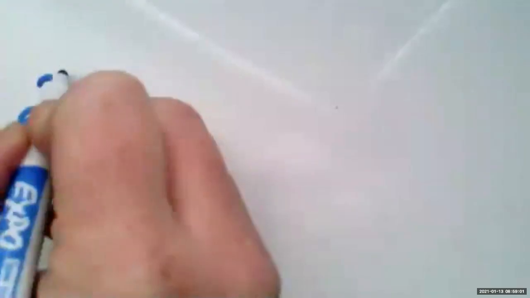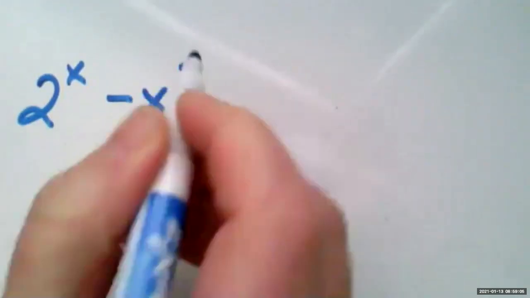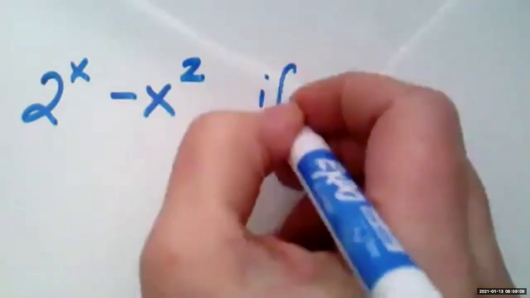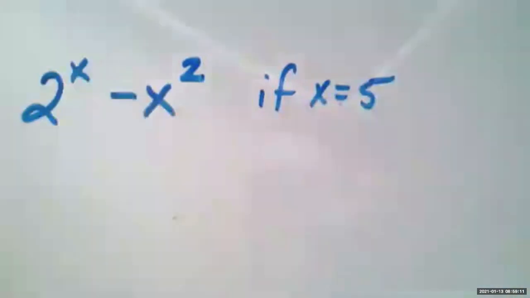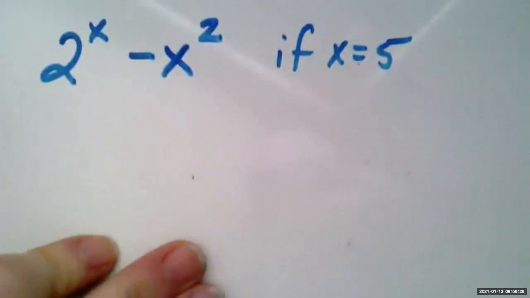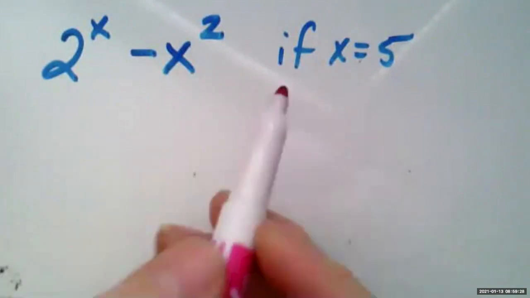Yesterday we were doing some exponents as well. If I have 2x minus x to the second power, if x equals 5, what is this answer? You're going to have to write this one down, probably solve it out. Might take longer on this one. It's going to take more thoughts.